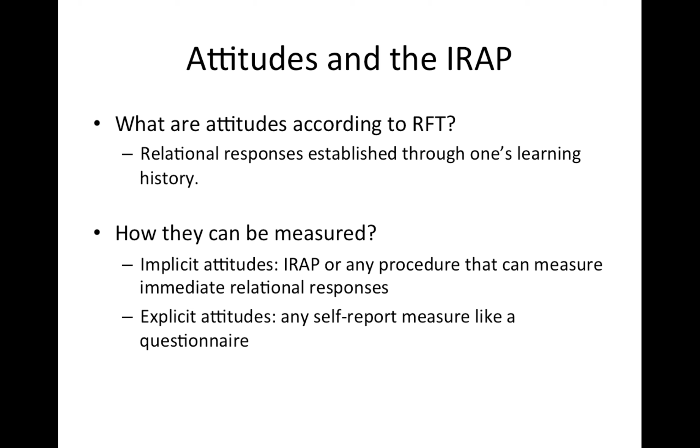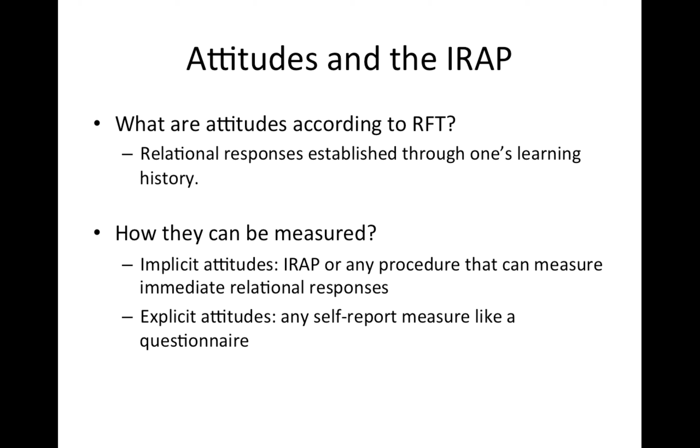According to RFT, implicit attitudes can be measured using any sort of procedure that allows us to capture immediate relational responses. So in the presence of those stimuli, it measures the very first relational response that somebody makes before they're able to notice their response or engage in additional relational responses. So for example, if immediately I say Pepsi is bad, then that would be my implicit attitude or my initial relational response.